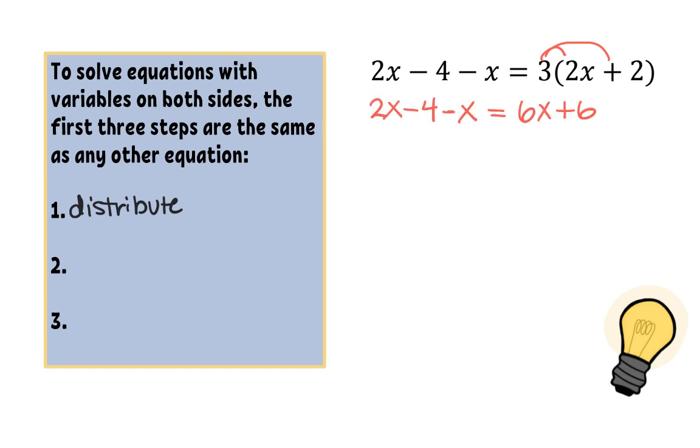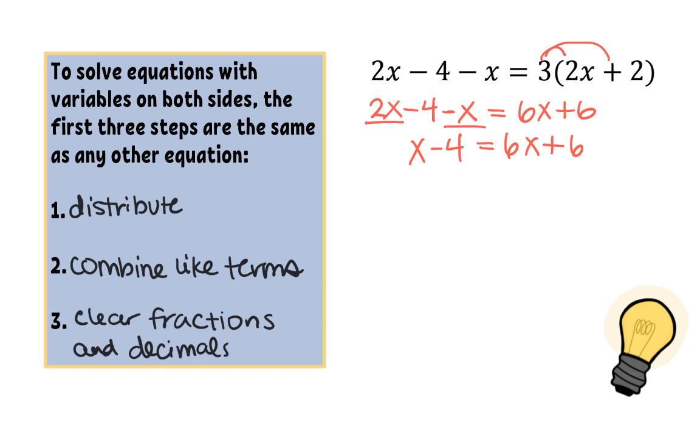Now my new equation is 2x minus 4 minus x equals 6x plus 6. If you only had the left side of this equation, what would you do next? Hopefully your next step would be to combine like terms. Since we have both a 2x and a negative x on the same side of the equal sign, we can combine those.